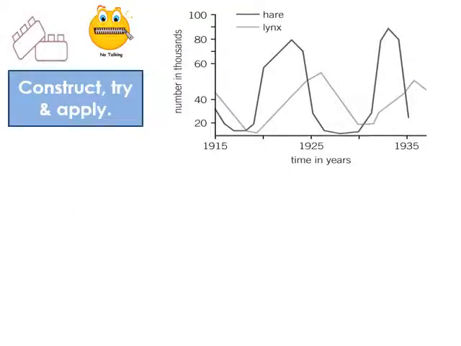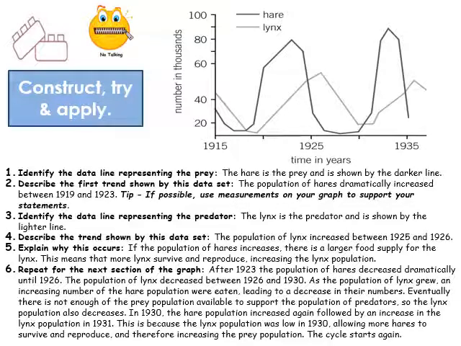So here's another graph showing a feeding relationship. So you've got the hare, which is the prey, and the lynx, which is the predator. There's a series of questions on this slide and answers to show you how you can step by step describe a pattern and the relationship between these two animals and their populations.